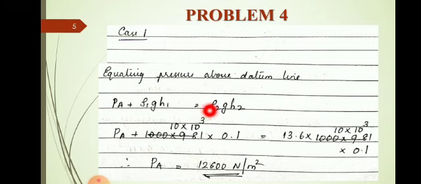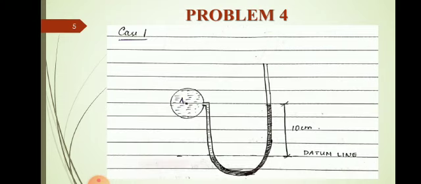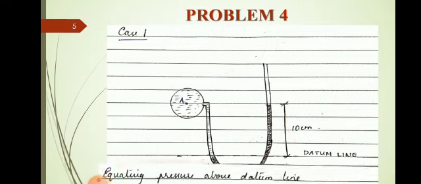And it is equal to rho 2 GH2. What is rho 2 GH2? It is the pressure above the datum line in the right limb. See the right limb? This is the right limb. So above the datum line you have mercury for a height of 10 centimeter. So you have to find out the pressure due to mercury for a height of 10 centimeter.